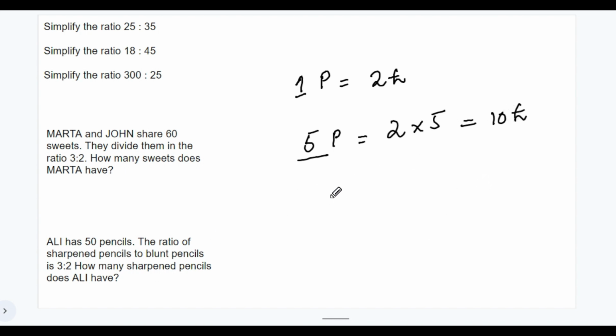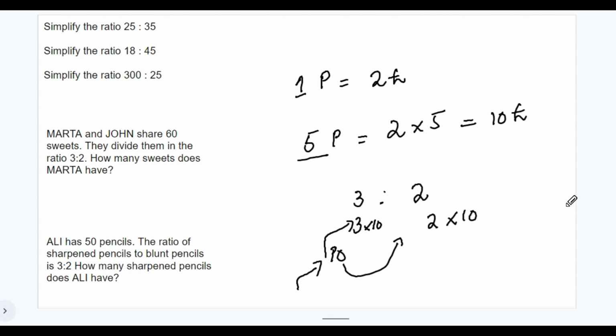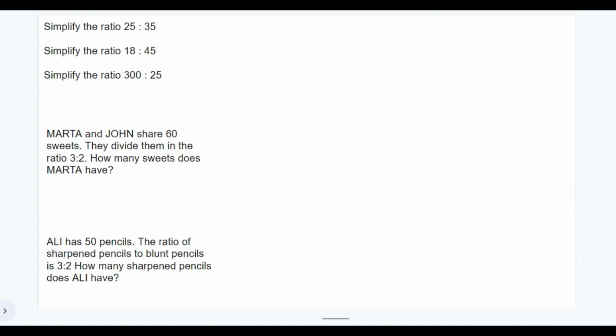The same thing we are doing in the ratio. In 3:2, when you found each part, each share, that was equal to 10. You can find 3 shares, that is 3 times 10. You can find the 2 shares, that would be 2 times 10. What you need to do, you always need to find each share. Understand? Let's do some more questions.